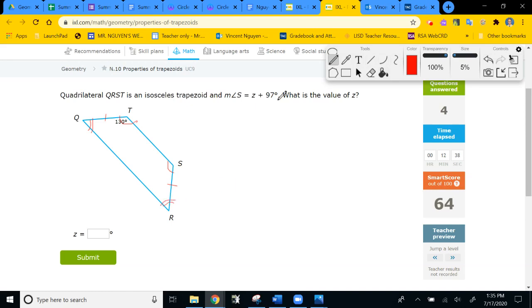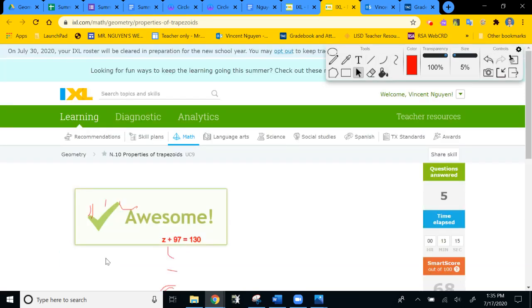Okay. All right. So now let's fill in what they are giving us. They're giving us angle S, which is up here, and that is Z plus 97. Well, what do we know about these two base angles? They are actually equal to each other. So I can set that equal to 130 so that I can actually solve for Z. Well, that's pretty easy. I just subtract 97, right? So 130 minus 97. So my Z is equal to 33. Okay, that wasn't bad, right? 33 degrees. Submit.